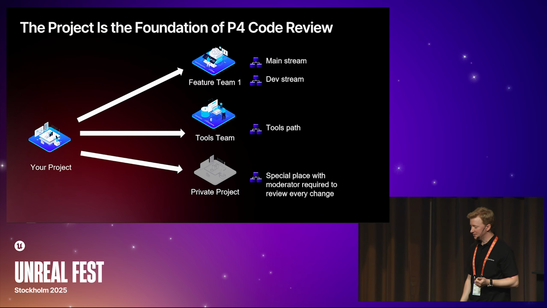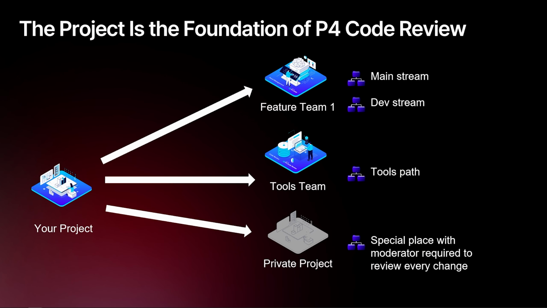I've seen many cases, though, where people choose another approach. They decide that, well, let's split up our actual project into, let's say, 3 or 4 or 10 projects in P4 Code Review. So it could be that one of them is where I put my feature teams, and they work in the streams or the paths that they're working in, their mainstream and dev stream maybe. My tools team, we put them somewhere separate.